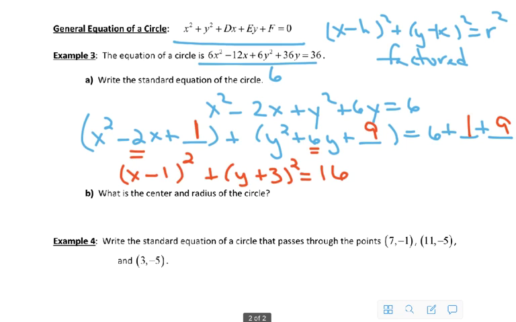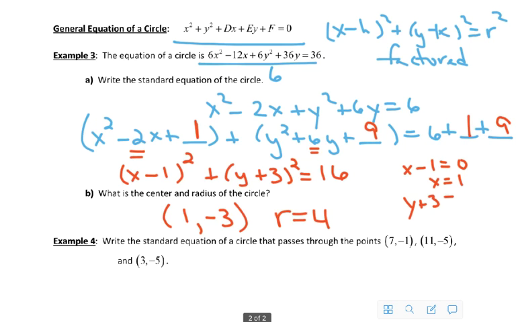Once it's in factored form, it's really easy to determine the center and the radius. H is 1, k is negative 3, and that's your center. And the radius is the square root of 16, which is 4. Again, if you're looking at this going, I don't know how you knew that was the center, set the parentheses equal to 0, solve. The first coordinate is 1, and the second coordinate is negative 3. And then r squared equals 16, so you just square root.